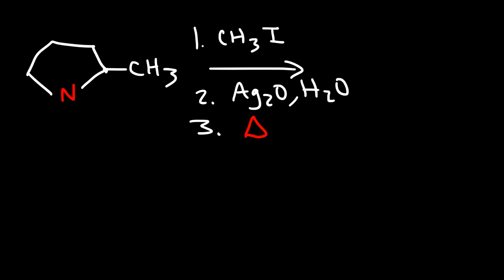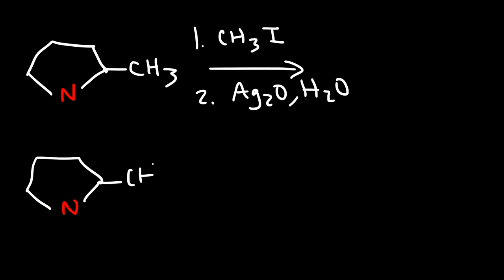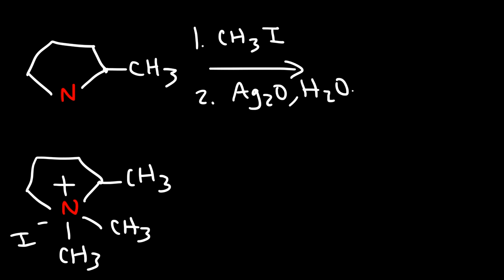So we know that the first step involves methylation. After step one, we're going to add as many methyl groups as we can to the nitrogen atom until it has a positive charge. So we can add 2 methyl groups right now. And right now we have iodide in the solution. But once we react it with silver oxide and water, the iodide will be replaced with a hydroxide ion.